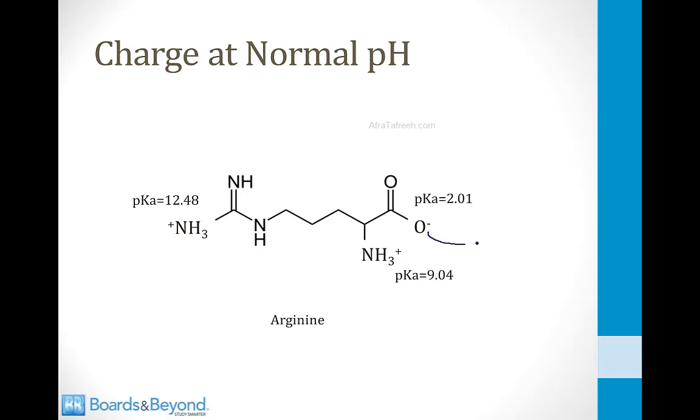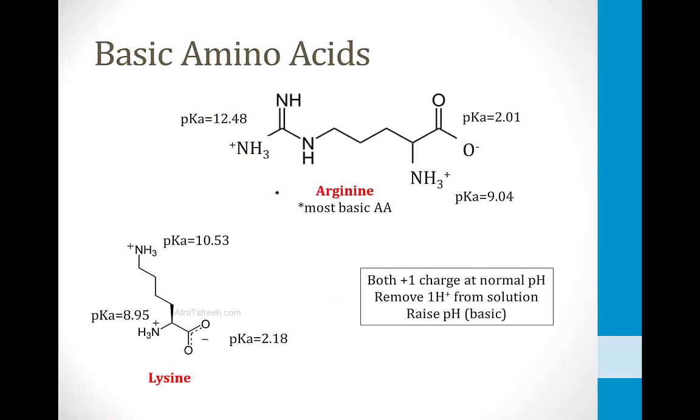This oxygen group will donate a hydrogen ion to solution. However, this amine group will take one out, and these two will cancel each other out. Then the side chain will take an additional hydrogen ion out of solution at plasma pH. This means that on balance, there will be a net removal of one hydrogen ion from solution by the amino acid arginine. And anything that removes hydrogen ions from solution is called a base, and therefore arginine is a basic amino acid. There are two basic amino acids, arginine and lysine.